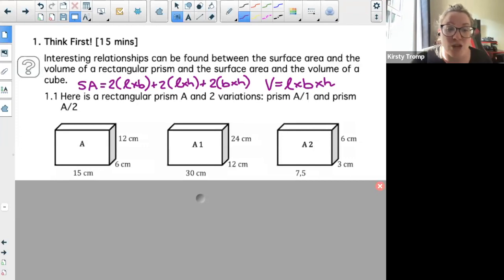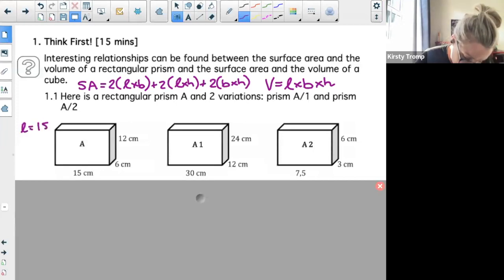Kael's asking me, same as cars? Exactly, same as cars. You can have a car and then they bring out a bigger car and a bigger car, but they're all the same car brand. So for A, I've got a length that's equal to 15, a breadth that's equal to 6, and a height that's equal to 12.